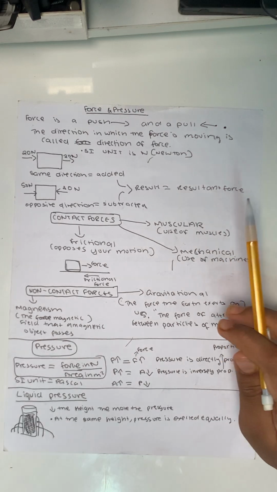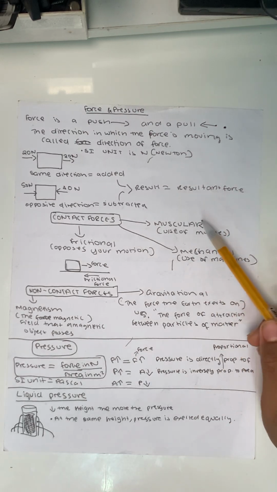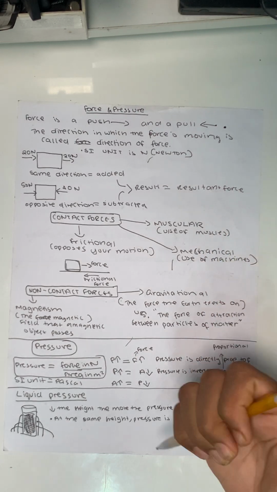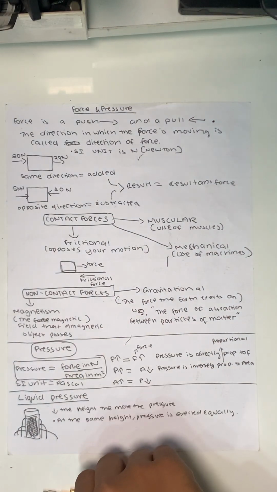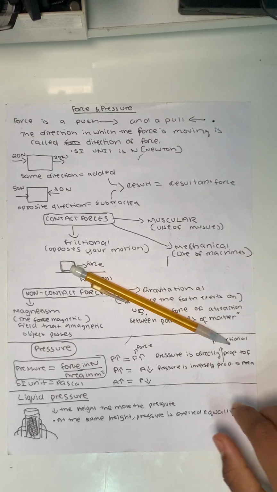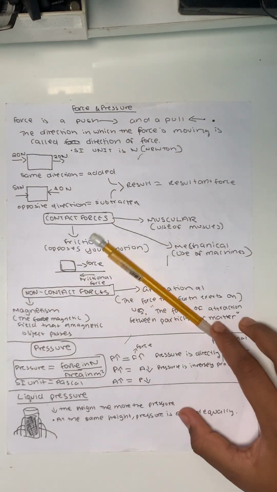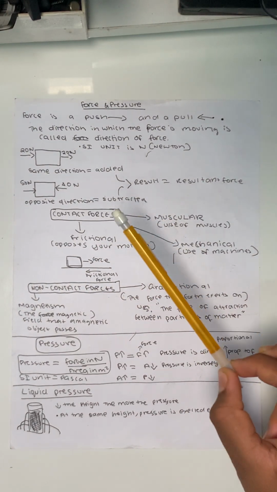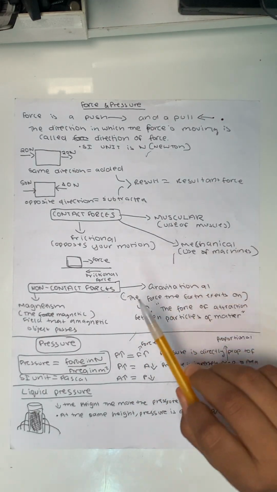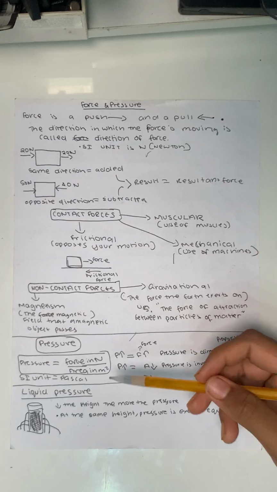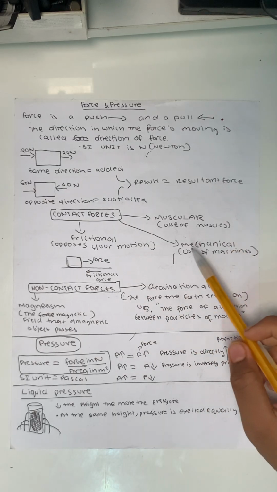There are three types of contact forces. Muscular force: for example, if this pencil is kept here and I pick this pencil up, this is called a muscular force, as in I am using muscles to exert force. Then we have mechanical force.